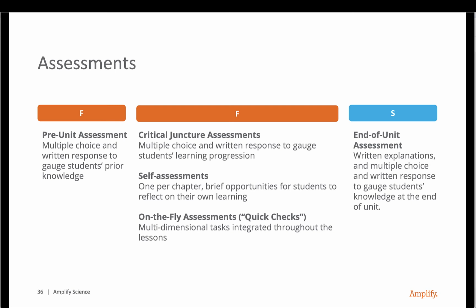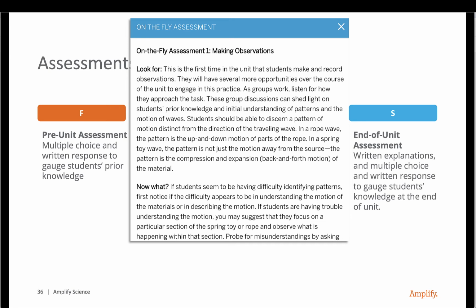Assessments are built for you. We start with that pre-unit assessment, that critical juncture. We also have self-assessments embedded through every chapter so students can express how their learning's going. And then we have built into the activity within a lesson these 3-dimensional multi-formative tasks called on-the-fly assessments. It tells you what to look for and then gives you guidance on the now what. What do I do if my students aren't getting this?